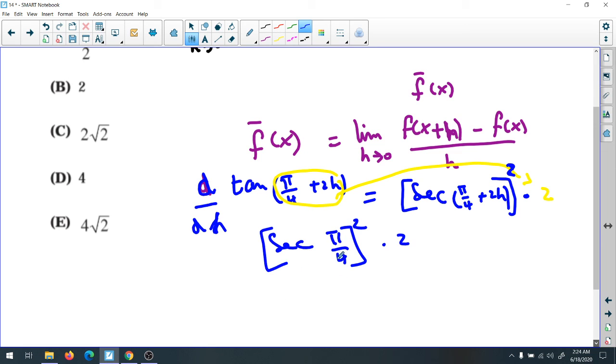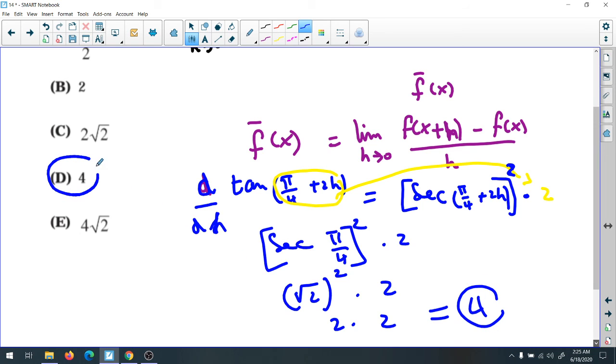Secant of pi over 4: pi over 4 is 180 over 4, which is 45 degrees. We know that secant is the reciprocal of cosine. Cosine is 1 over square root of 2. If you flip it, it will be square root of 2. So this will be square root of 2 squared times 2. Square root of 2 squared is 2, times 2 equals 4. So the answer of this question is 4.